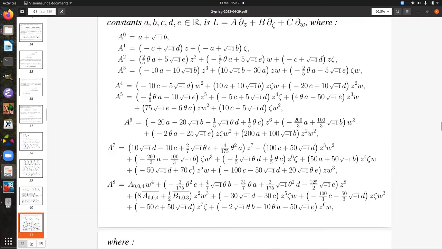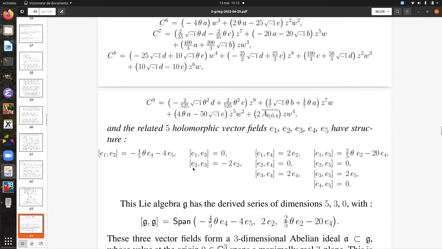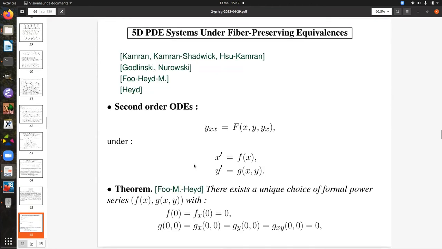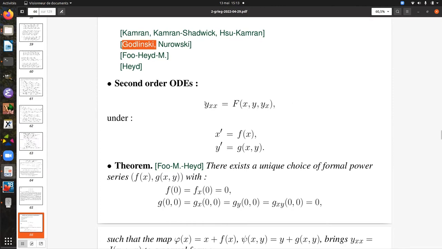Okay, let us stop about this and go to something more basic, which was redone recently by Julien Ed, my PhD student. So it's much more simple now computationally, but I tried to give a bit more details about the computations. It's something which was very much studied by Kamran and his co-authors, also by Godlisky and Pavel Nurowski. So it's second order ODEs.